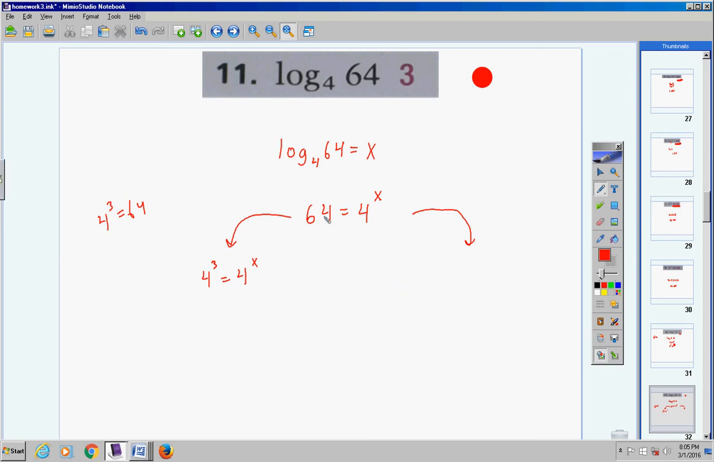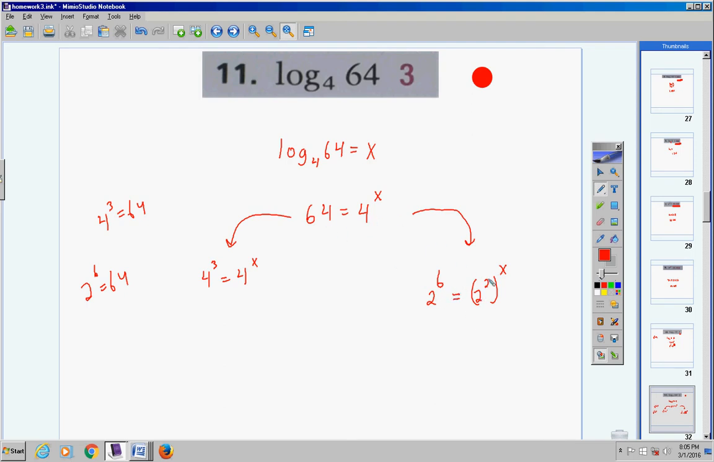2 to the 6th power is 64. So for 64 I can put 2 to the 6th power. And then for 4 I can put 2 to the 2nd power and bring down my x. Now this is definitely the worst way to do it, but I'm still going to show you this, okay? So for 4 you can put 2 squared. For 64, 2 to the 6th.